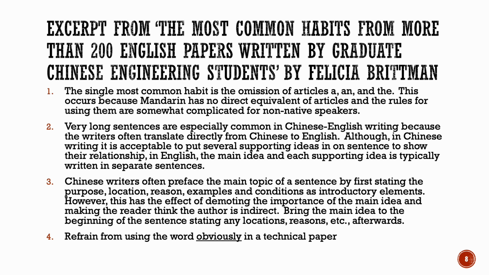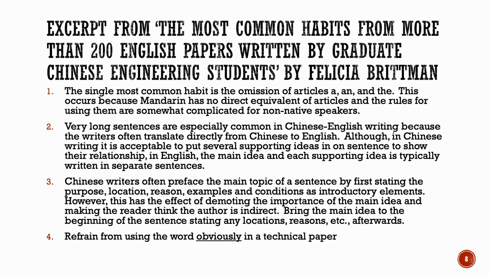Number 1, the single most common habit is the omission of articles a, and the. This occurs because Mandarin has no direct equivalent of articles, and the rules for using them are somewhat complicated for non-native speakers. Number 2, very long sentences are especially common in Chinese English writing because the writers often translate directly from Chinese to English. Although in Chinese writing it is acceptable to put several supporting ideas in one sentence to show their relationship, in English the main idea in each supporting idea is typically written in separate sentences.